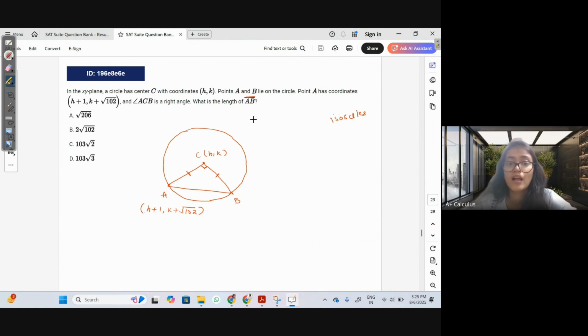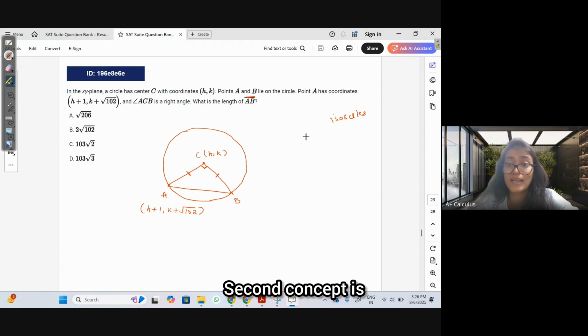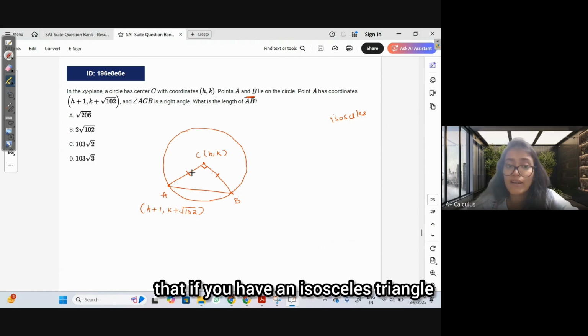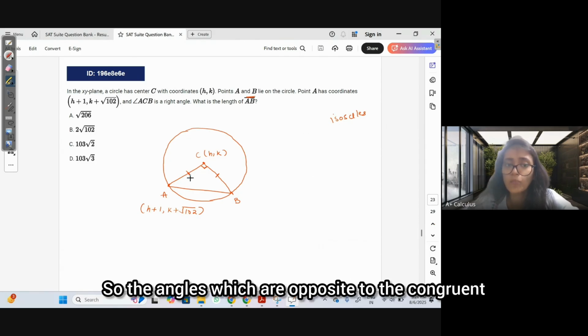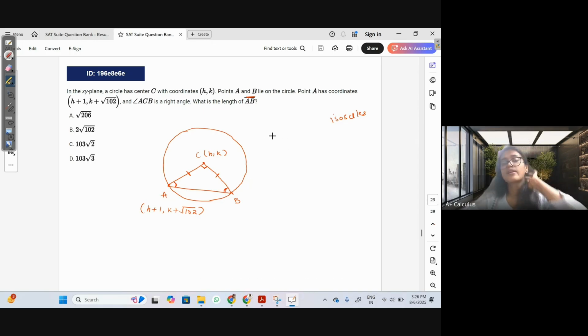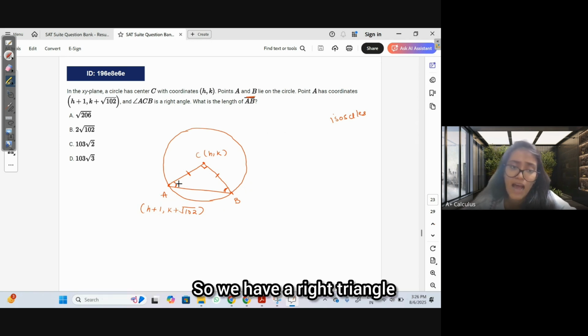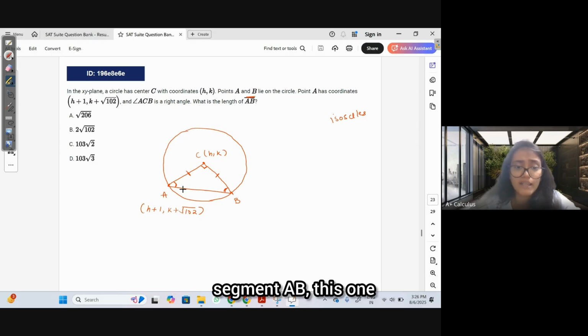So the first concept that you have to apply here is that AC and BC are radii, so all radii are the same. Second concept is that if you have an isosceles triangle, the angles which are opposite to the congruent sides are also congruent. So this angle and this angle will both be congruent. We don't actually need to use this concept here, but okay. So we have a right triangle, right? This is a right triangle, and we want to find the length of line segment AB, this one.